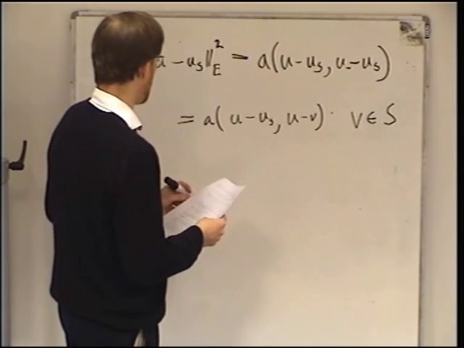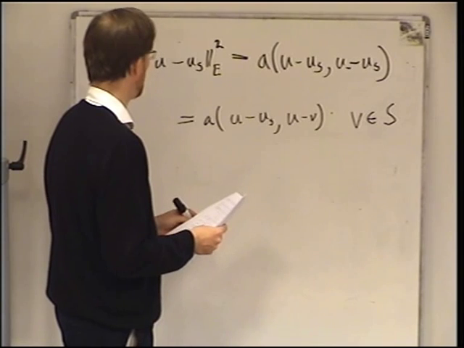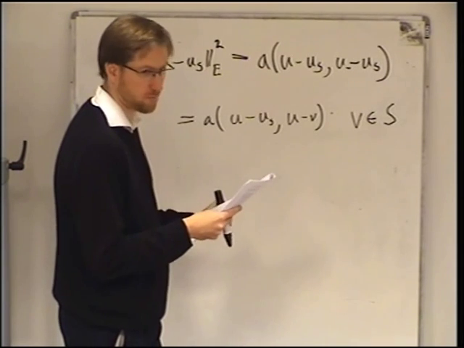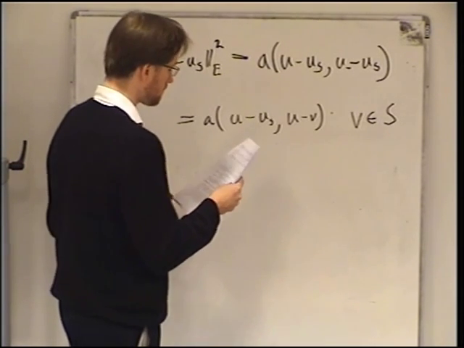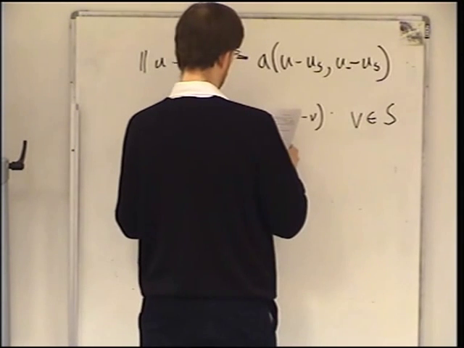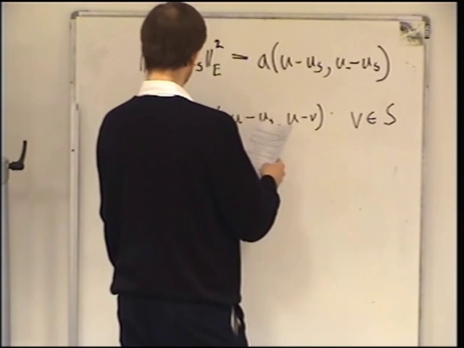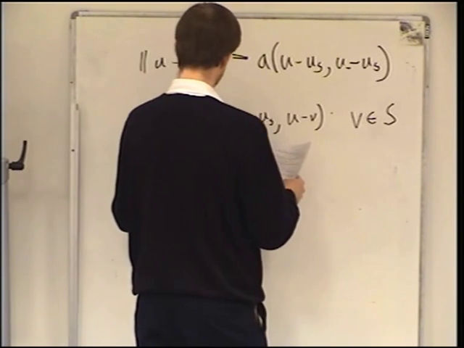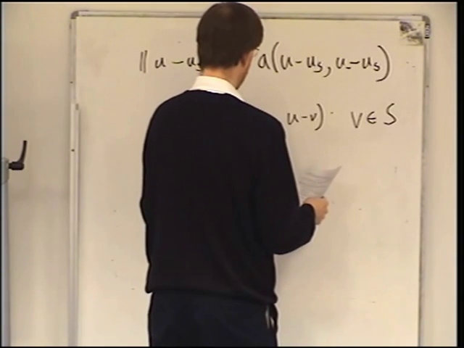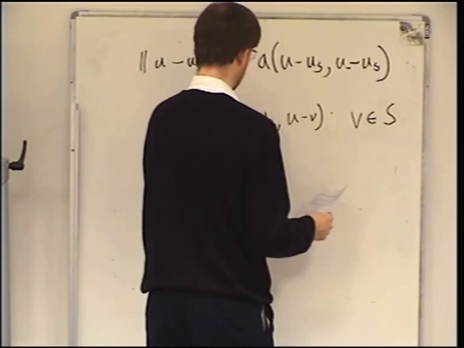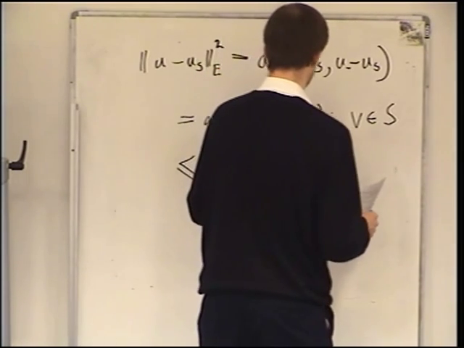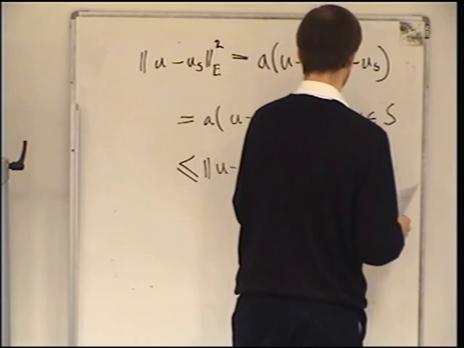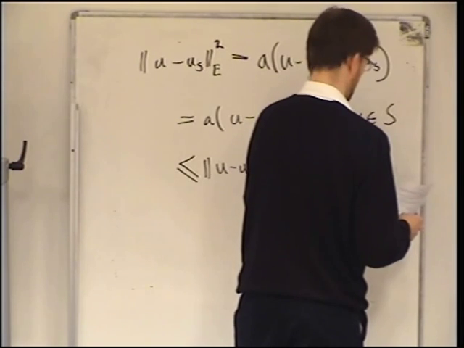So this is interesting, and now what I'm going to do is use my Cauchy-Schwarz inequality. And so I'm going to say that that thing is less than or equal to u minus us in the energy norm, sorry, u minus v in the energy norm.